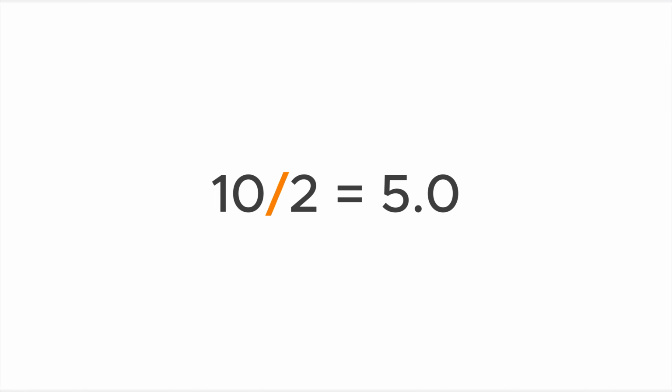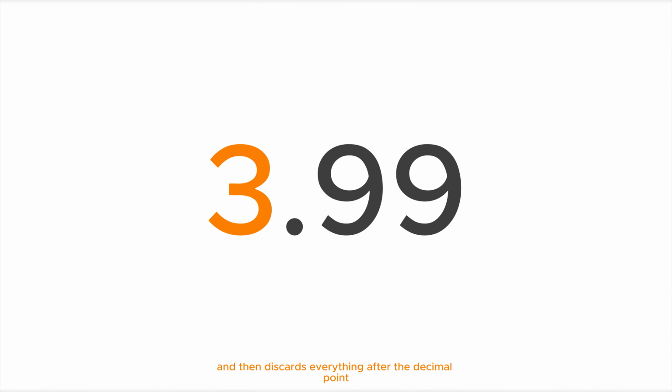A quick but very important summary of the two division operators. The single slash is for standard division. The result is always a float, even if it divides perfectly. For example, 10 divided by 2 is 5.0. The double slash is for floor division. It performs the division and then discards everything after the decimal point, giving you only the whole number part.